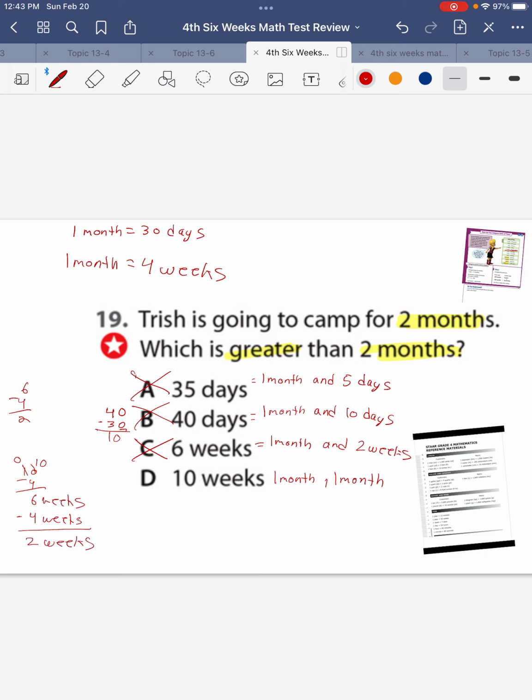So now I know I have 2 months and 2 weeks, okay? All I was doing here was seeing how many months I can take out. I took out 1 month, I took out another month, so I have 2 months. My leftover is 2 weeks, okay? So now I compare. I have 1 month, I have another month, that makes 2 months and 2 weeks. That is greater than 2 months, okay? So 2 months, 2 weeks. My answer is D.